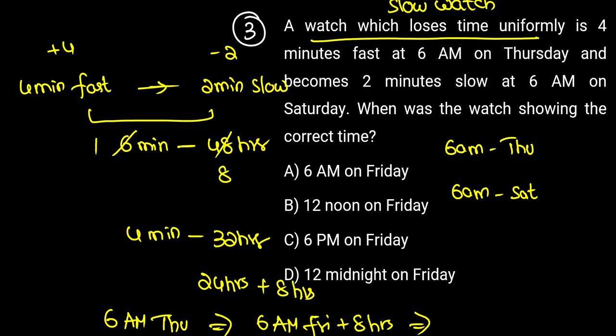6 minutes, 48 hours, clear. 2 minutes, 16 removed, fine. Then okay, 32 hours is correct. No problem. 2 p.m. Friday is the answer. Your answer should be 2 p.m. Friday. Change the option here to 2 p.m. Friday. 2 p.m. Friday is correct, no doubt.